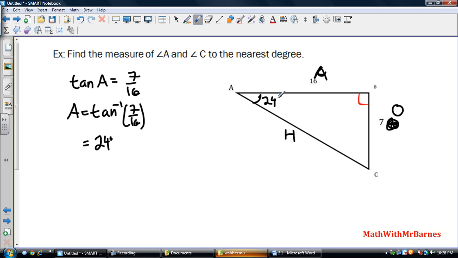Now a triangle only has 3 angles. I know one's 24, one is 90. All of them together should give me 180. So if I want to find angle C, I can go ahead and go 180, subtract 90, subtract 24, and that will give me my angle C. I don't necessarily have to do right angle trig to be able to get that. This is just using triangle properties like you did last year in grade 9. And that equals 66 degrees.